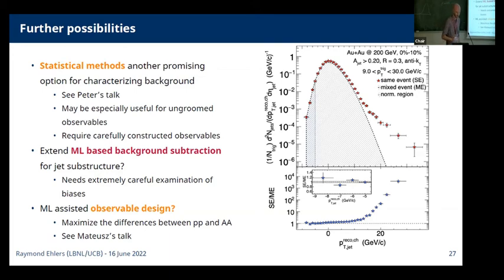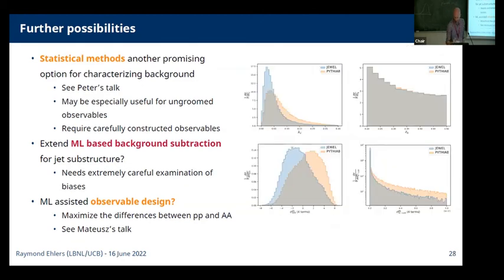But this is, I think, at least worth thinking about, as well as this ML-assisted observable design from, again, James and Mateusz and collaborators, where, for example, you might be able to construct some substructure-based observables that are more sensitive to modification, with the bottom two here being based on the energy flow polynomials or N-subjettiness. But I think Mateusz will talk about that in the next talk, so I will leave that to him.